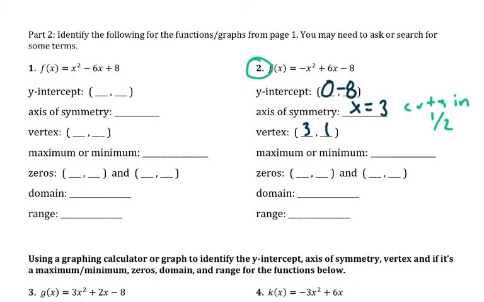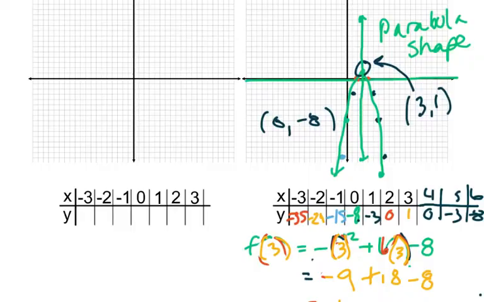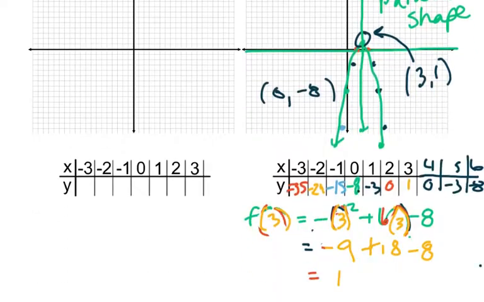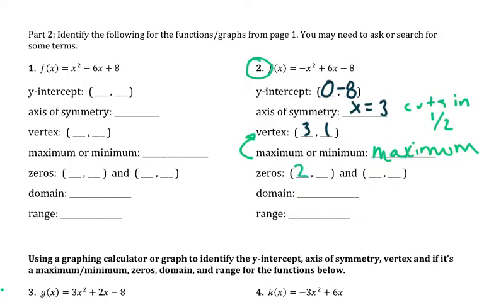All right, after that, they're asking you if this vertex is a maximum or a minimum. So looking at this, is this a maximum or a minimum? And it is the maximum point of this graph. So the zeros, if we look back at this previous page, or even up here where we put them down, are (2, 0) and (4, 0).